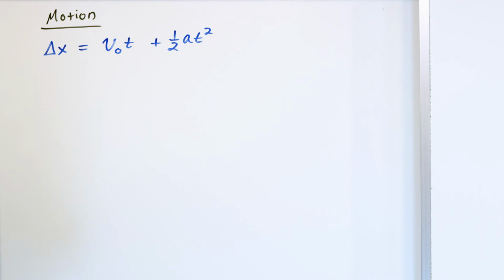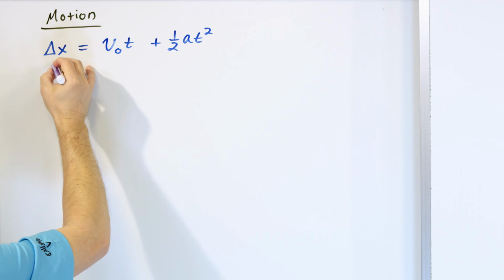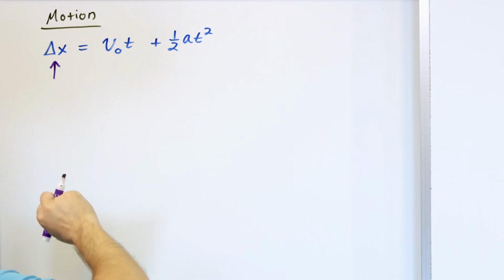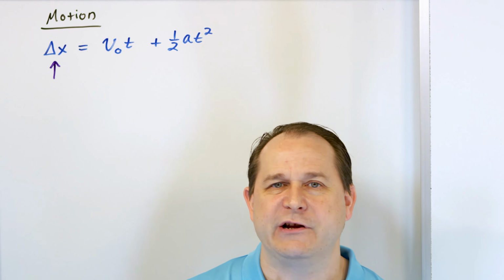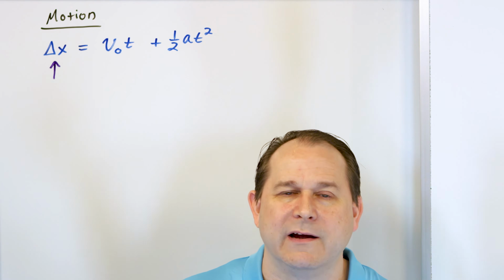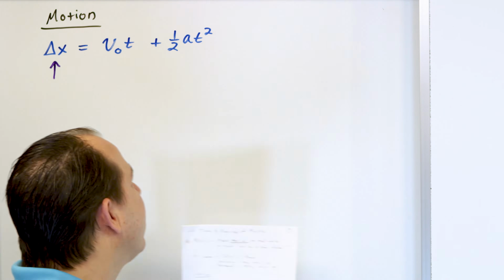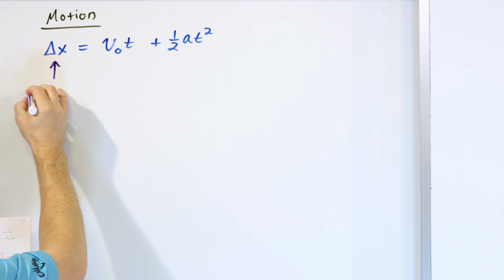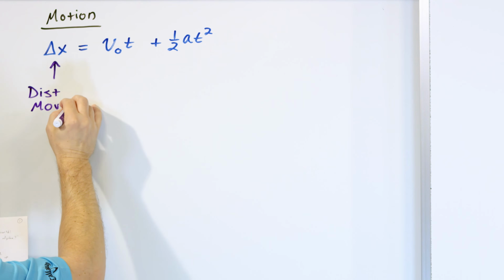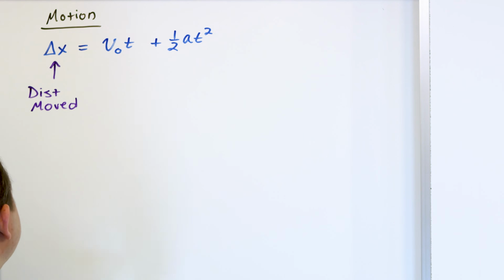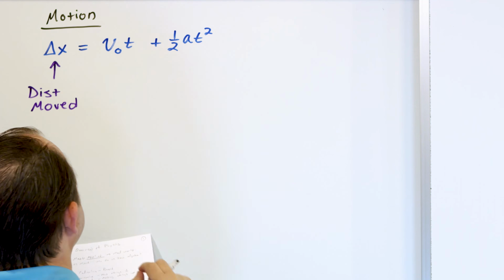This little delta symbol, this triangle, means change. It literally means change in x. X is the position of something, anything. It could be a rock. The change in position, how far it moved. Or another way you can say it is distance moved. So how far something moves is equal to what? All this stuff over here.